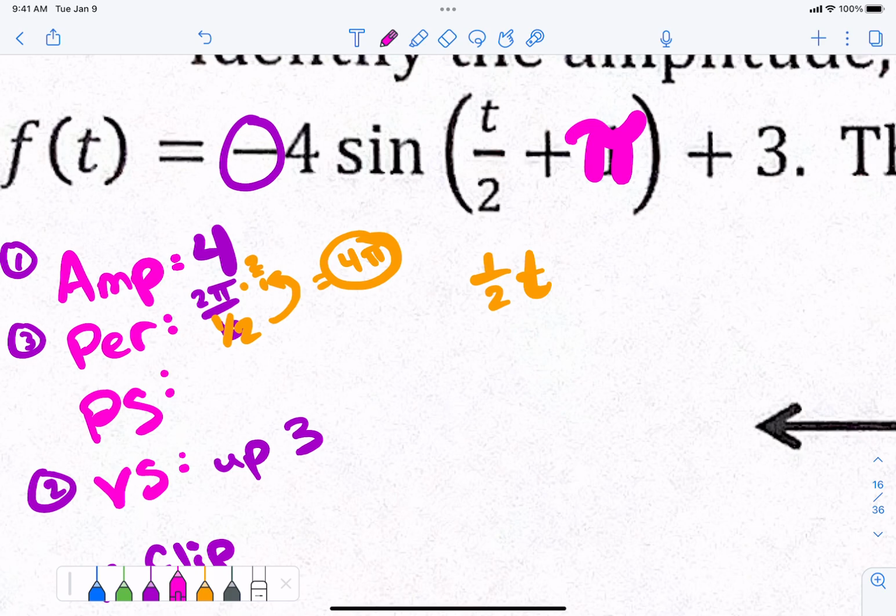For phase shift, which is left and right, that's the last thing that I do, number 4, because it's the hardest. I do negative C over B. What is the C value? I just changed it: pi. So it's going to be negative pi over, what's B? Oh, B was just 1/2.